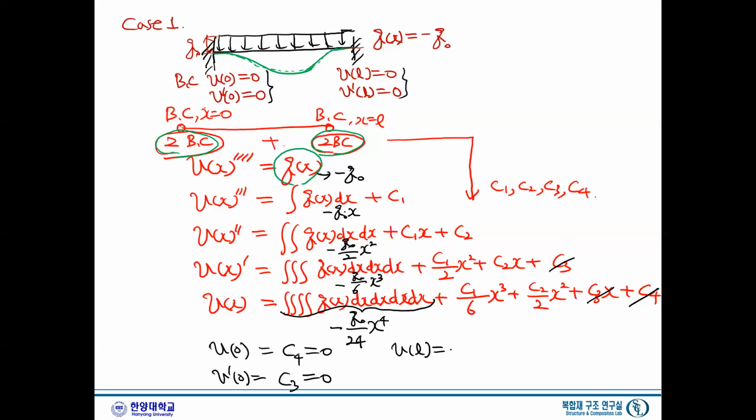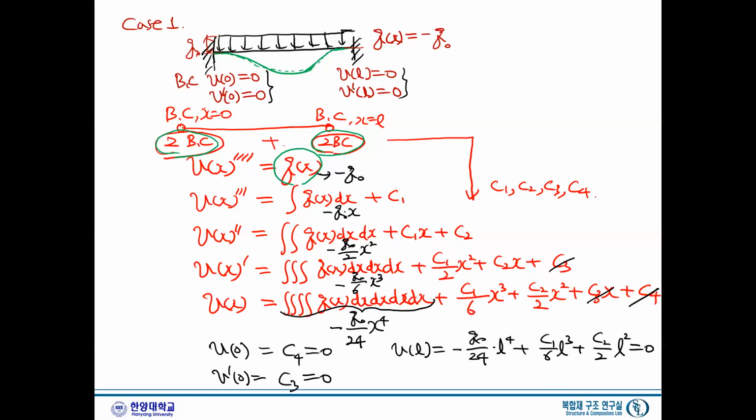So L means that minus Q0 L^4 over 24 plus C1 L^3 over 6 plus C2 L^2 over 2. And what is this? Well, this one is simply 0. So this should be 0. We cannot directly calculate C1 and C2 from here, but certainly we got one equation.